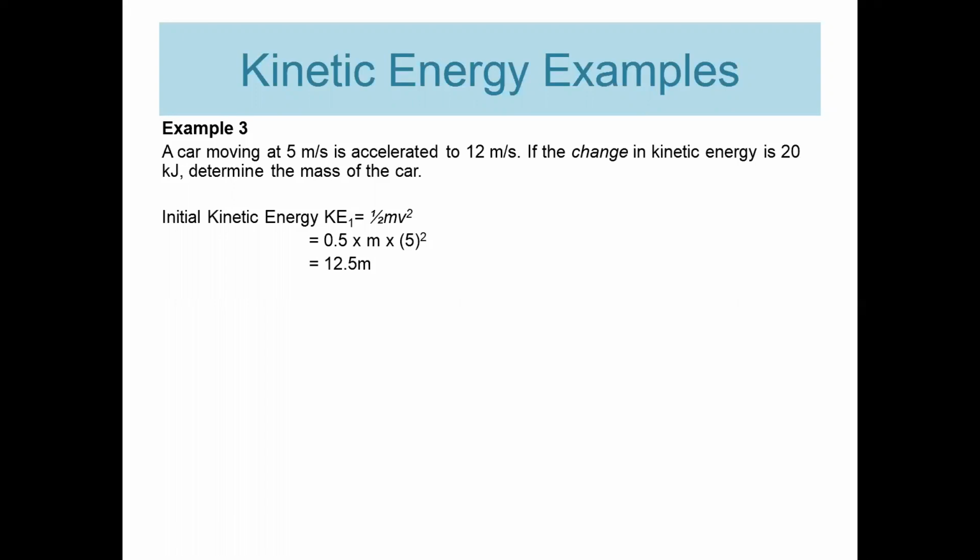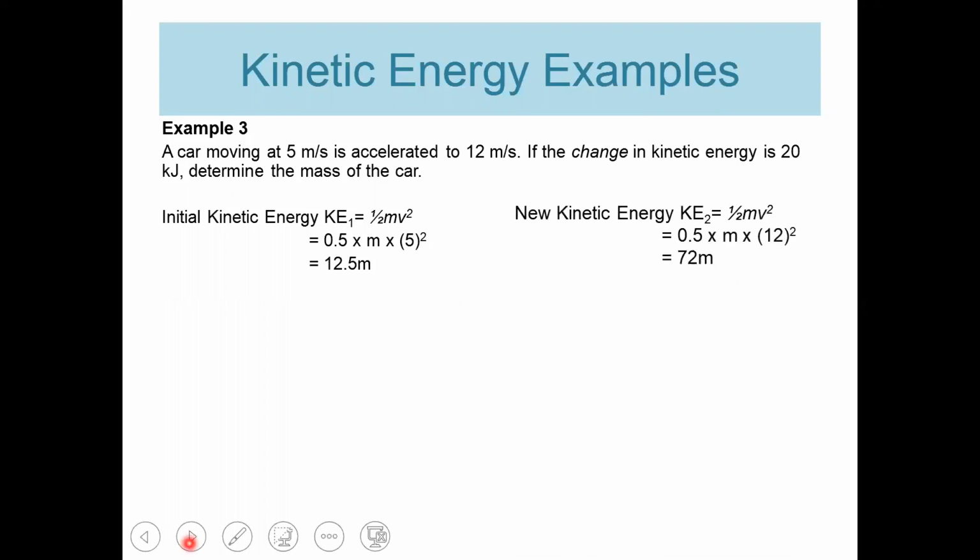Next, we work out the new kinetic energy, half times mv squared. This time we use the 12 meters per second in our formula, and we can work that out to be 72 times the mass of the vehicle.